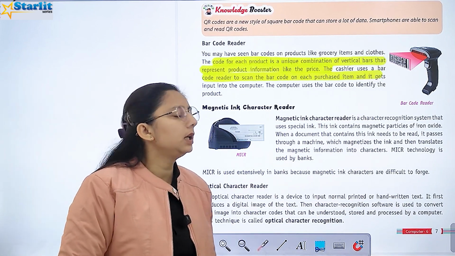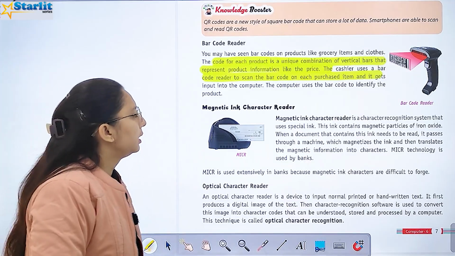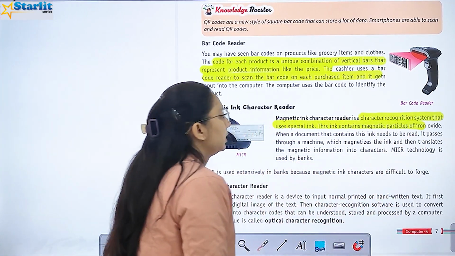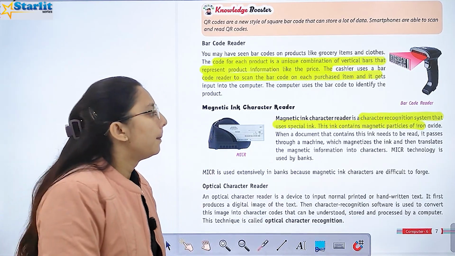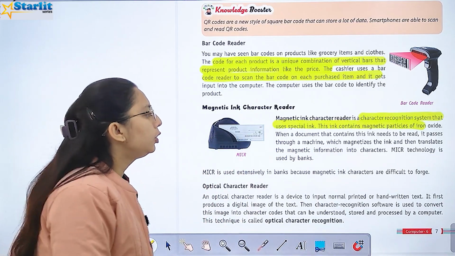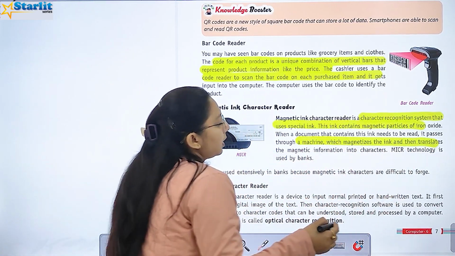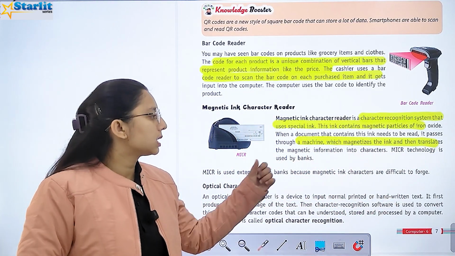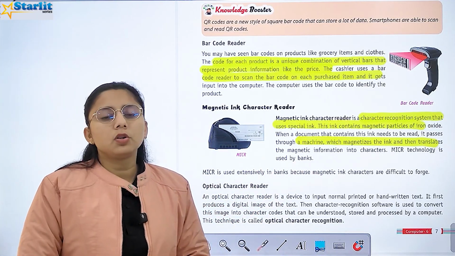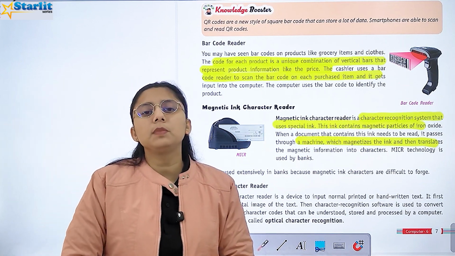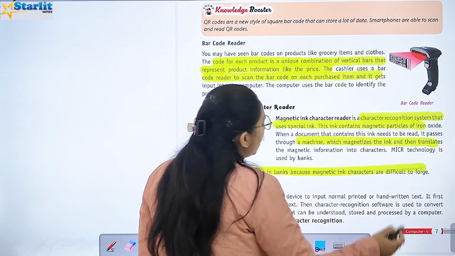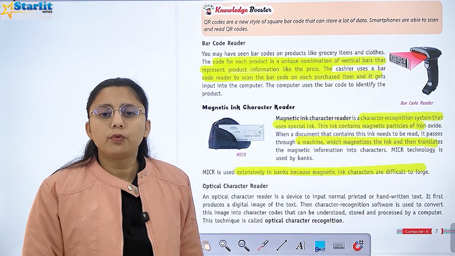Then we have the magnetic ink character reader, like MICR. It is a recognition system that uses special ink, and this ink contains magnetic particles of iron oxide. When a document that contains the ink needs to be read, it passes through a machine जो क्या करती है, ink को मैग्नेटाइज करती है, उसको ट्रांसलेट करती है मैग्नेटिक इंफॉर्मेशन में इनटू करेक्टर्स. और MICR टेक्नोलॉजी इज यूज्ड बाय बैंक्स और इनको हम किस में यूज करते हैं? बैंक्स में. Now MICR is used extensively in banks because magnetic ink characters are difficult to forge.